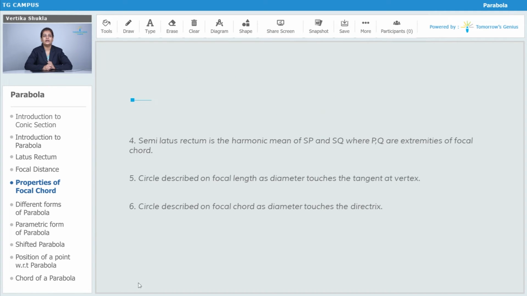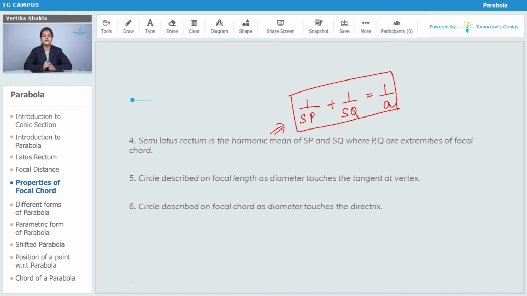Coming to the next property, it says that the semi-latus rectum is the harmonic mean of SP and SQ, where P and Q are the extremities of the focal chord. If S is the focus and P and Q are the extremities of your focal chord, then the semi-latus rectum is the harmonic mean of SP and SQ. In mathematical terms, you can write this as 1 by SP plus 1 by SQ is equal to 1 by a. This is the relationship between the distances SP and SQ if a is known to you.